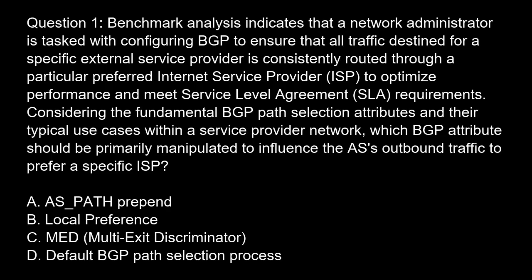Question 1. Benchmark analysis indicates that a network administrator is tasked with configuring BGP to ensure that all traffic destined for a specific external service provider is consistently routed through a particular preferred Internet Service Provider (ISP) to optimize performance and meet Service Level Agreement (SLA) requirements. Considering the fundamental BGP path selection attributes and their typical use cases within a service provider network, which BGP attribute should be primarily manipulated to influence the AS's outbound traffic to prefer a specific ISP?